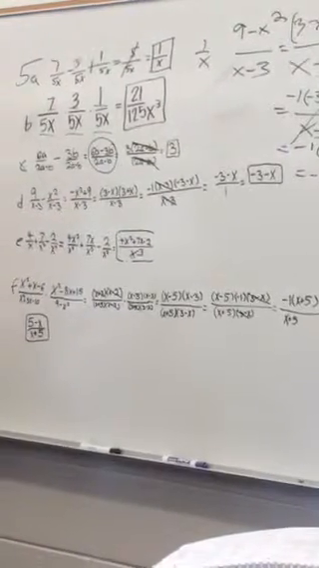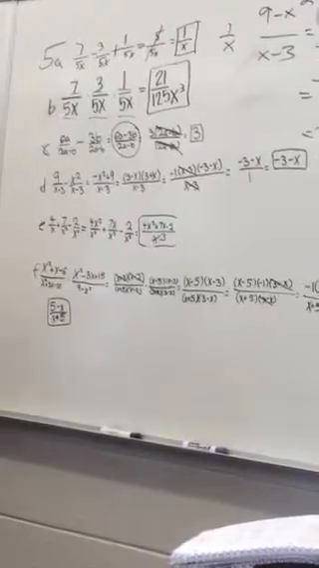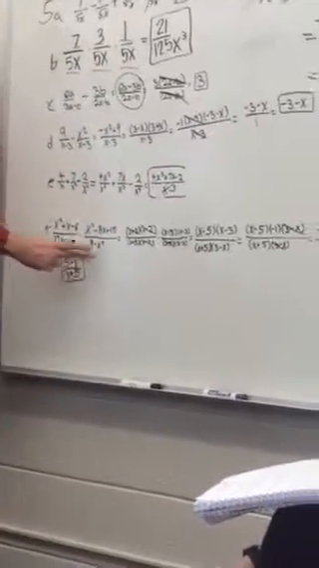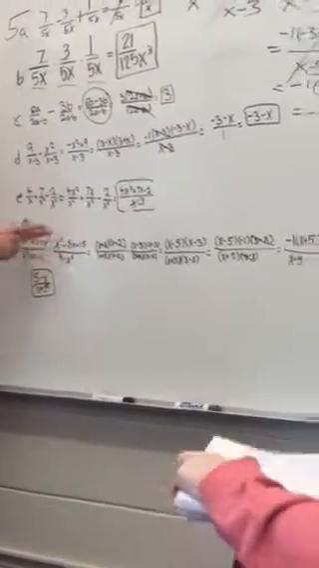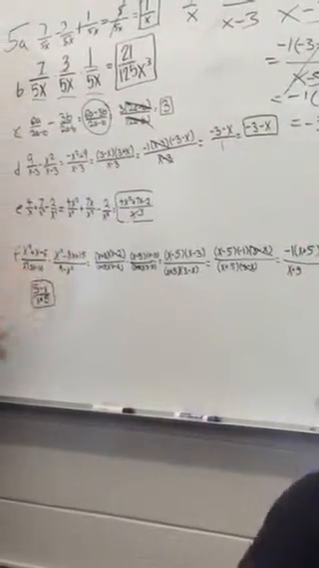Where are we at time-wise? We about done? Okay, really quick. This one is pretty straightforward. You just have to factor, cancel, and there is one of those -1 things.